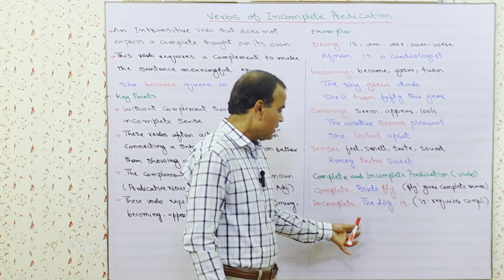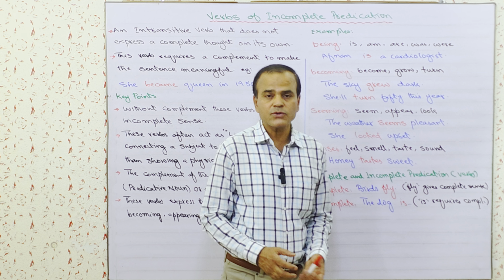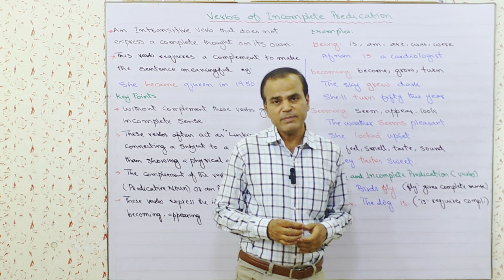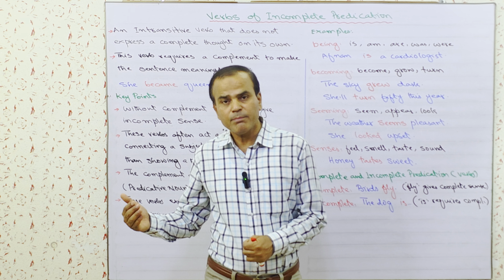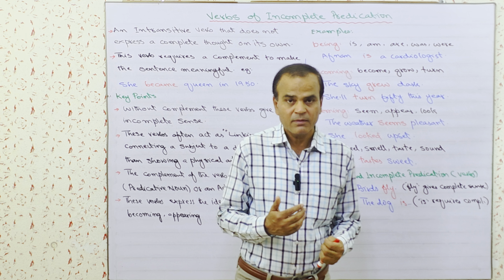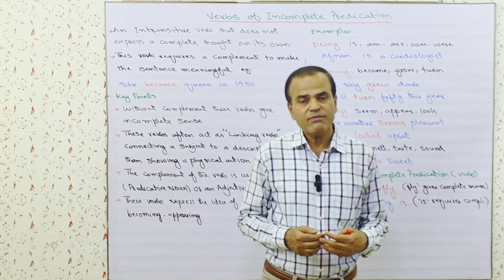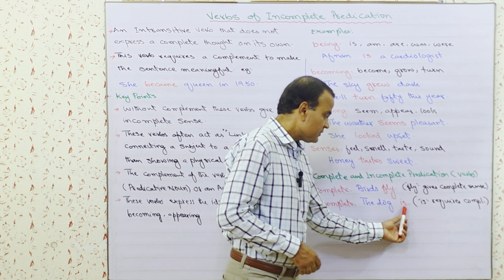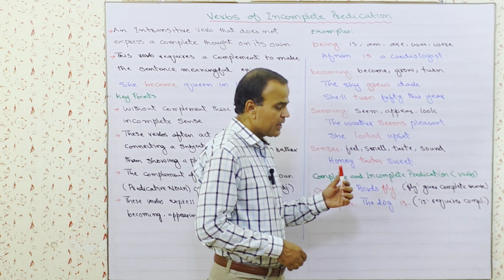But if I say the dog is, and then I stop, the dog is, then you will ask me, dog is what? And when I put the complement, the dog is hungry, and when I use the word hungry, the meaning of the sentence became complete. So this verb will be called a verb of incomplete predication.